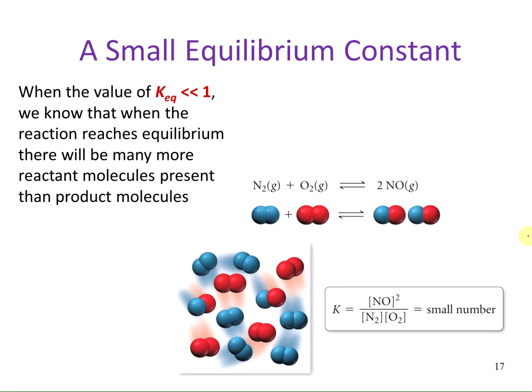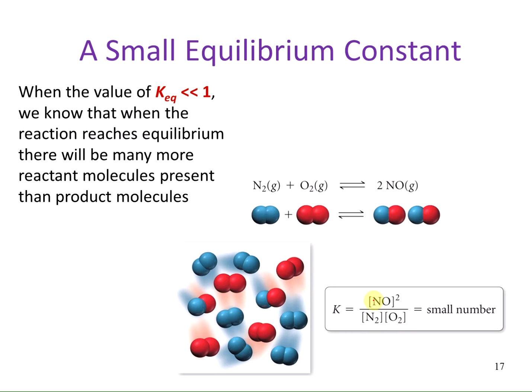Now we're going to look at the opposite of that. When the value of K equilibrium is much less than 1, we know that when the reaction reaches equilibrium, there will be many more reactant molecules present than product molecules. In this reaction example, we're looking at nitrogen gas, N2, combining with oxygen gas. Again, both of these are diatomic gases. They will combine to make 2 equivalents of nitrogen oxide. If we write the mass action equation, the equilibrium constant K equals the products, the NO, raised to the second power over the reactants, so the N2 concentration times the O2 concentration.